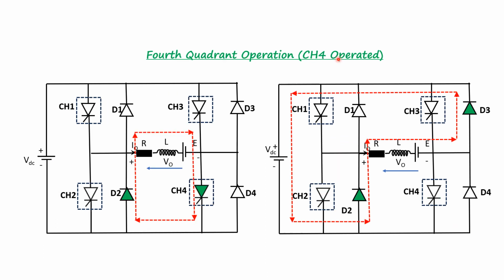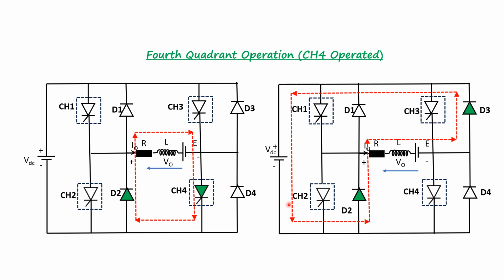In the fourth quadrant operation, chopper 4 is operated while keeping chopper 1, chopper 2 and chopper 3 in the off condition. The polarity of the load E needs to be reversed in this case, like what we have seen in the third quadrant operation. Now chopper 4 is on. The positive current flows through chopper 4, goes to D2 and finally goes to the load. During this period, the inductor L stores the energy when chopper 4 is on.